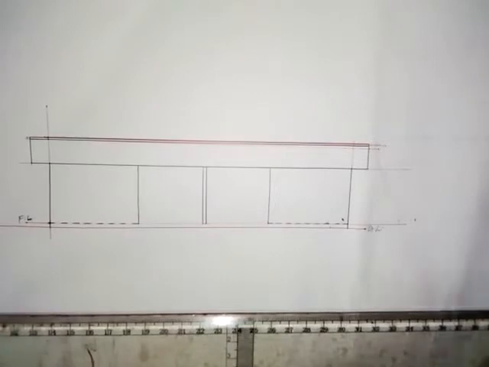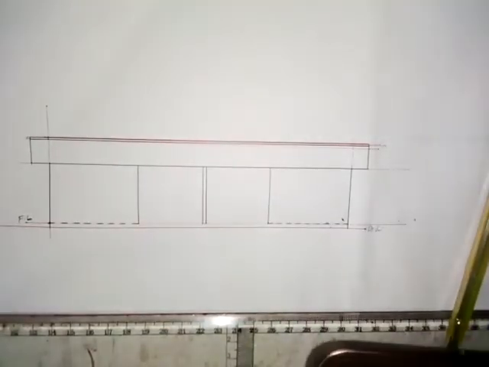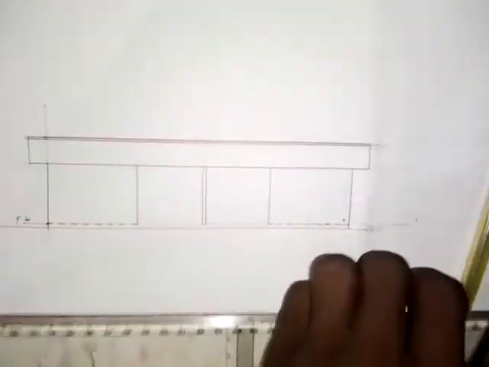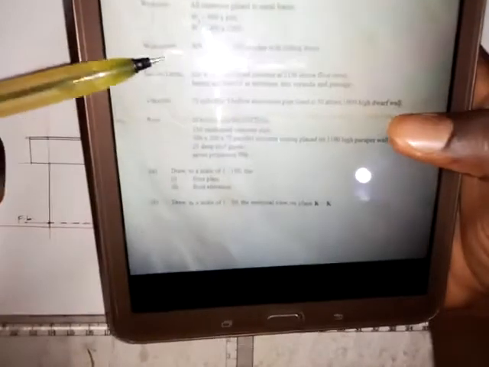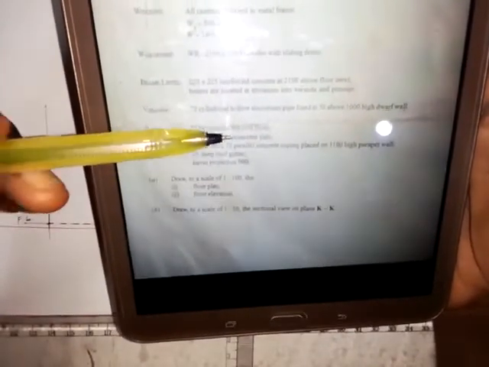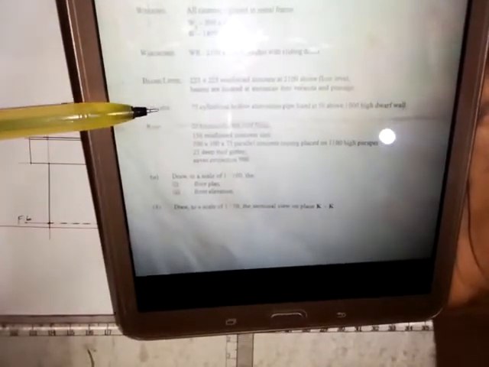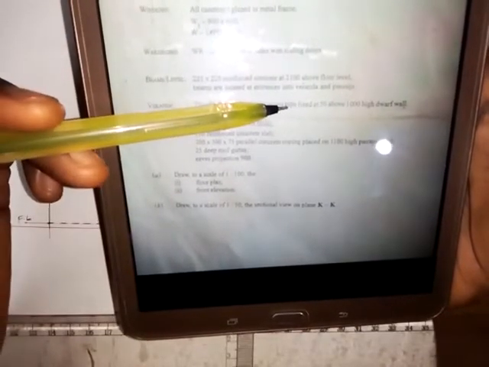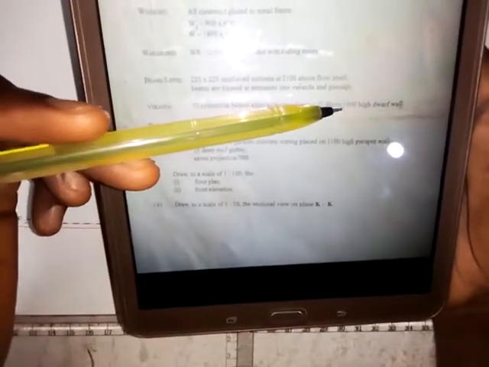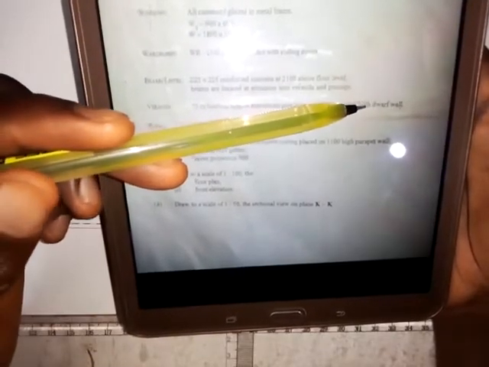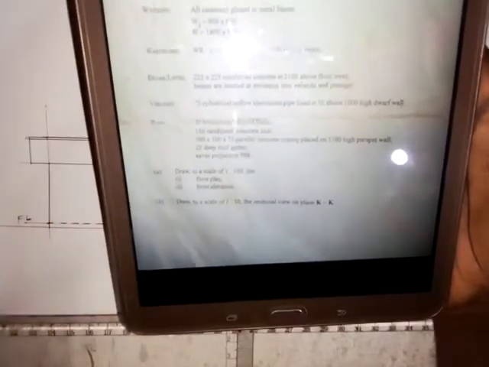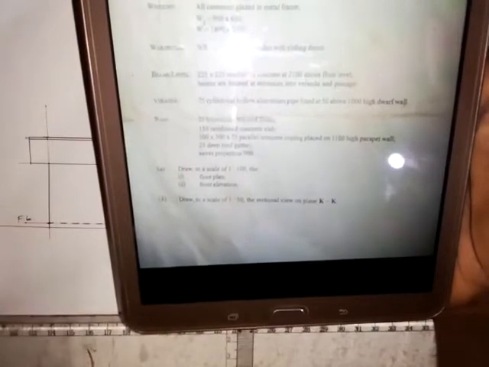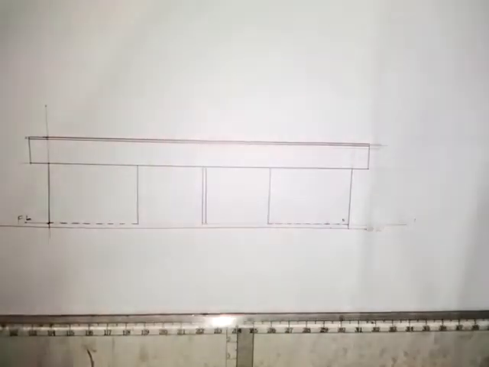So the next thing that we are going to do is, let's put the dwarf wall in the veranda. There's a dwarf wall in the veranda, as we are told here. So in the veranda, we have a 75 cylindrical hollow aluminum pipe fixed at 50 above a 1000 high dwarf wall. If you divide 1000 by 100, that will give us 10 millimeters.